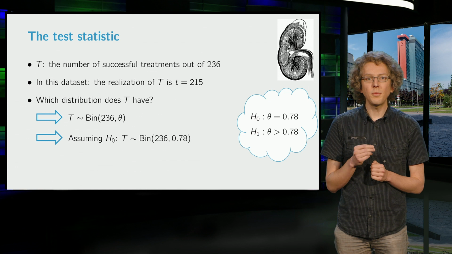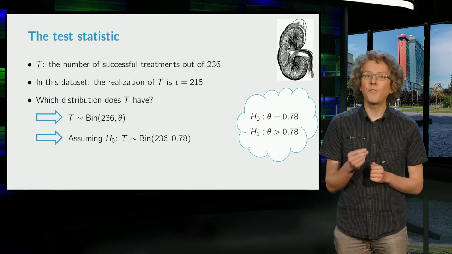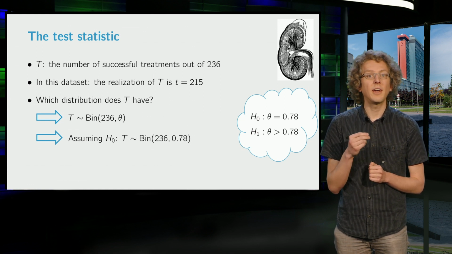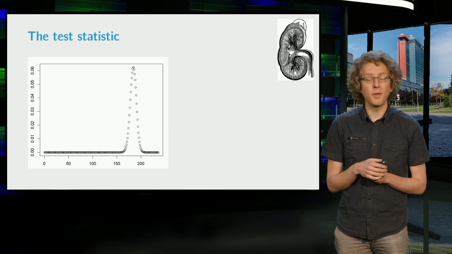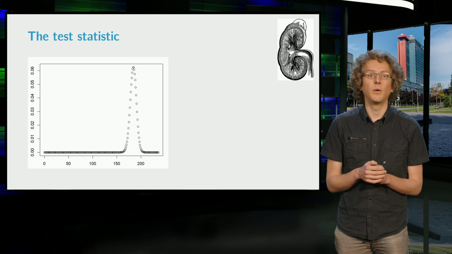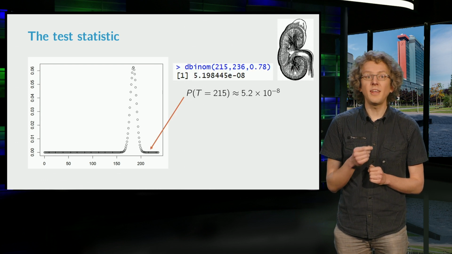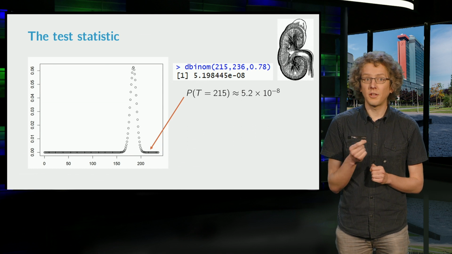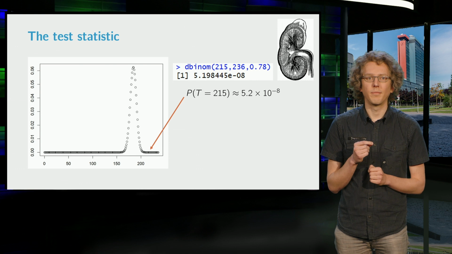Moreover, under the assumption of the null hypothesis, theta equals 0.78, we find that T has a binomial distribution with parameters 236 and 0.78. Here you see the probability mass function for T under this assumption of H0. As we can check using R, the probability that T equals 215 is equal to 5.2 times 10 to the power minus 8. This is a very small probability.